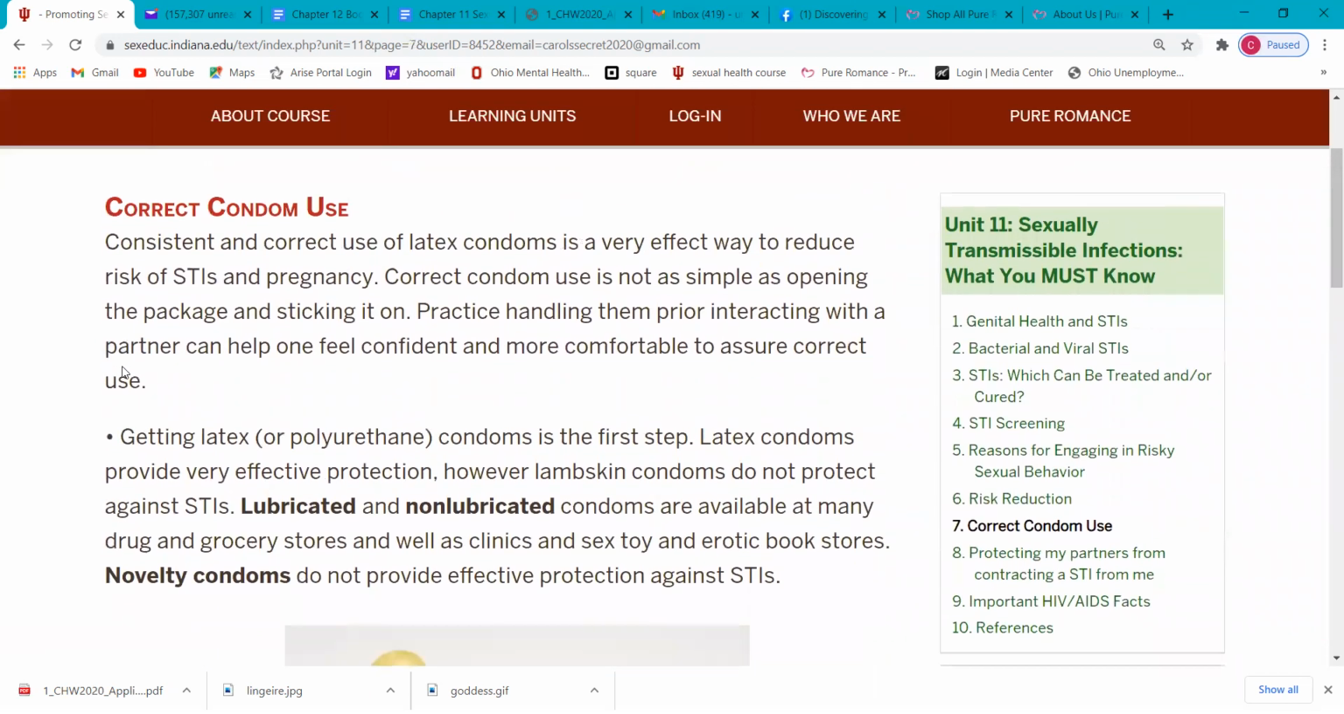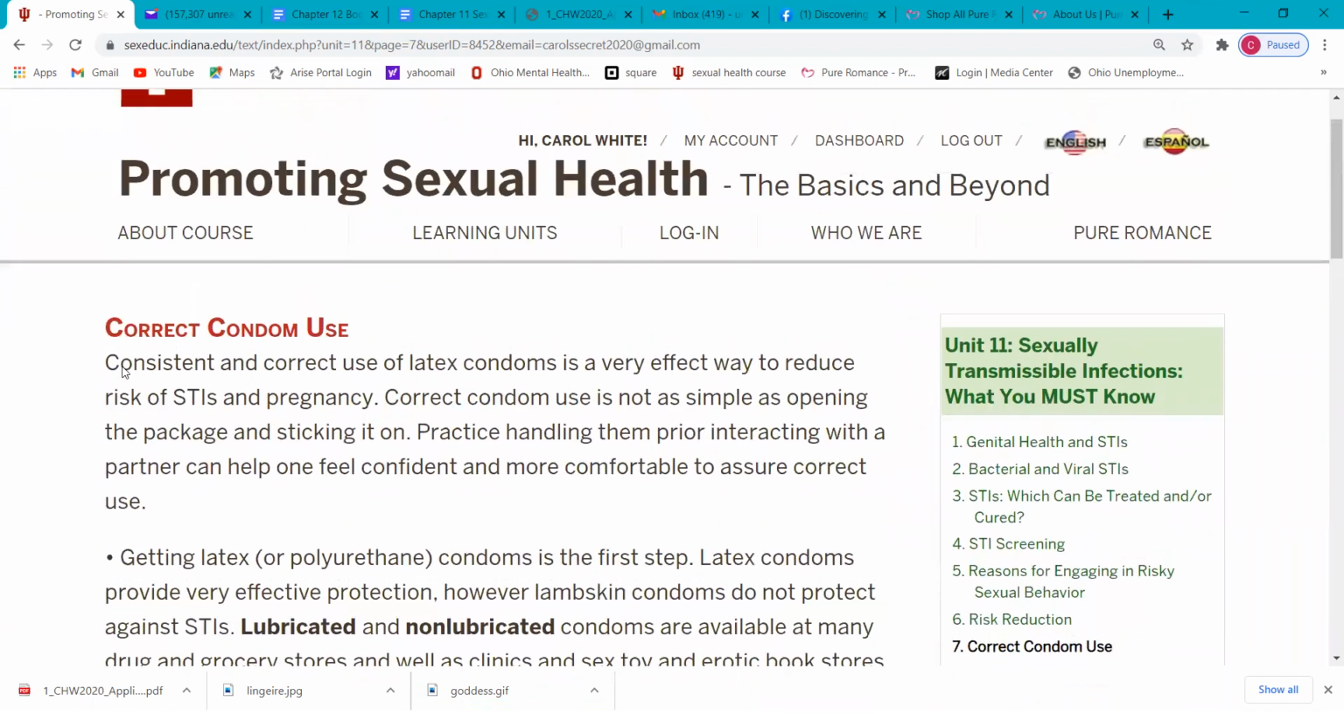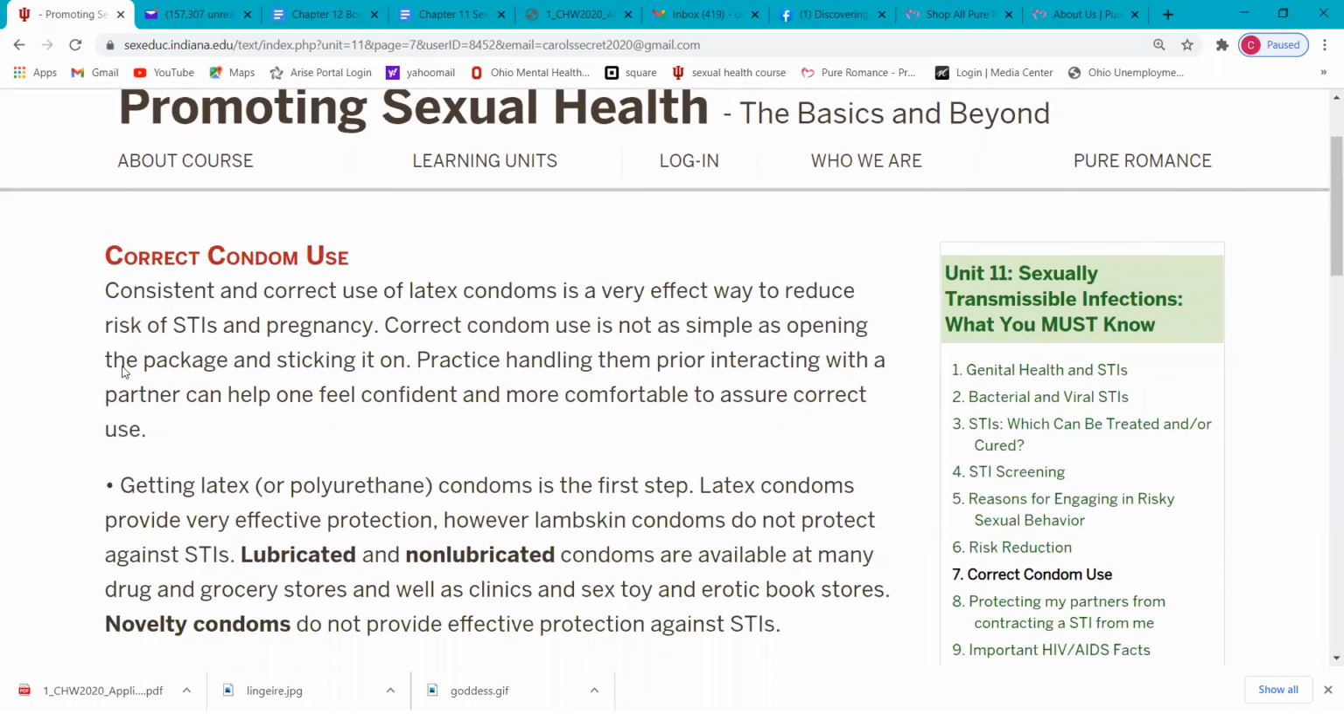All right, correct condom use. Now, this is key. Consistent and correct use of latex condoms is a very effective way to reduce the risk of STIs and pregnancy. Okay, so correct condom use is not as simple as opening the package and sticking it on. Practicing handling them prior to interacting with a partner can help one feel confident and more comfortable to assure correct use. So getting latex or polyurethane condoms is the first step.